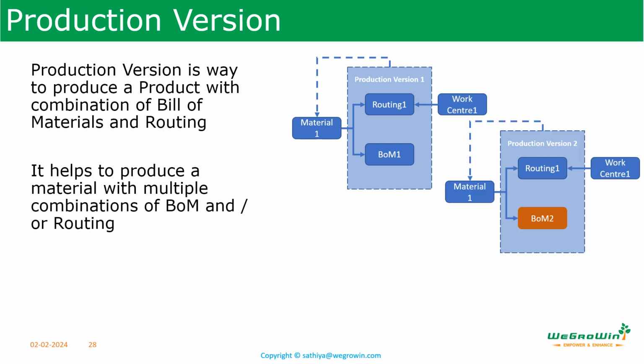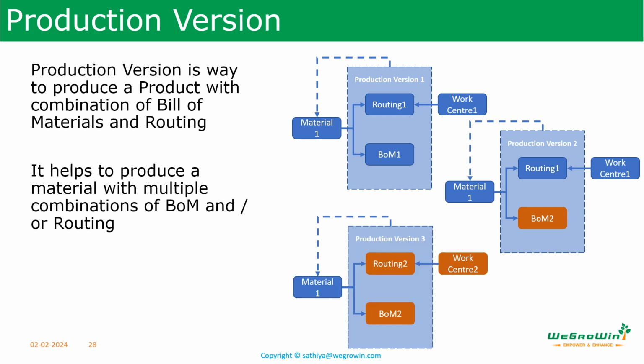Here we see the example. Material 1 is produced from BOM 2 through routing 1 itself. So we have to create production version 2. Similarly, we have production version 3, where the BOM and routing are also different, and it is produced in a different work center also. But ultimately, we have material 1 as the finished product from all these processes. So we have 3 production versions here, right?